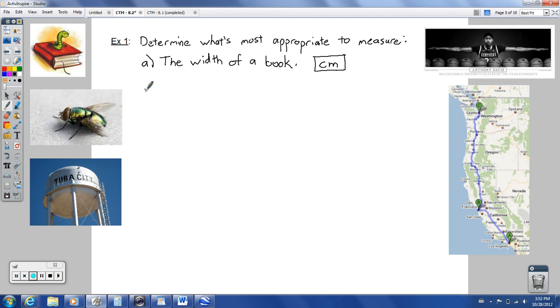If we were using English, or the US customary, I should say, measurements, I'd probably say inches instead. Millimeters maybe, but centimeters I think would be most appropriate.